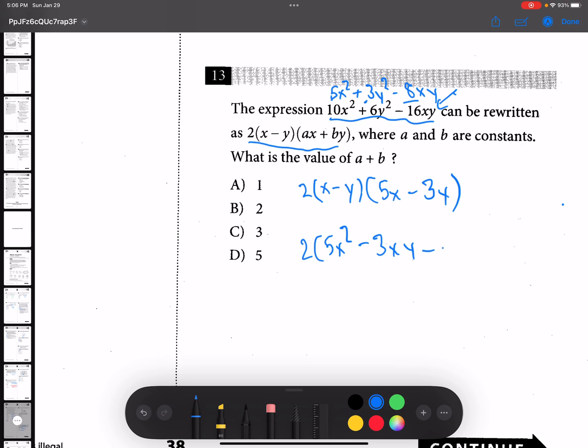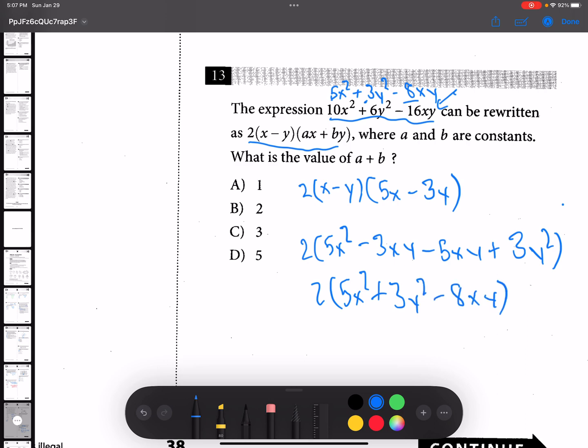minus 5xy, and we get plus 3y squared. That means 2 in parentheses 5x squared plus 3y squared minus 8xy. Boom, we got our answer. So that means we're just adding 5 and 3. So 5 plus negative 3 would give us 2. So our answer is B because we're adding A and B.